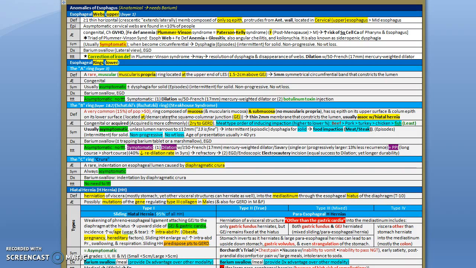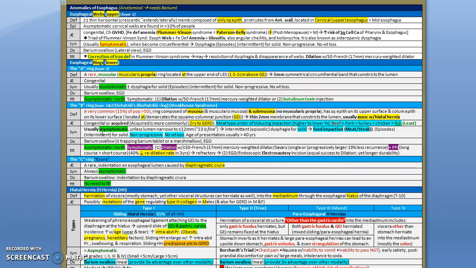The B ring or the Schatzki ring is composed of 2 layers, a mucosa and submucosa, usually located at the demarcation of the squamous-columnar junction. It's usually thin, and there is an association with hiatal hernia. The etiology, they're not sure if it's congenital or acquired, but it's also related to GERD most of the time. And remember that there is a variation with the food impaction that happens, being beef and pork the worst, and chicken and fish the least to give symptoms. Usually it's asymptomatic and non-progressive, and there is no weight loss. But again, it's related to meat and steak as symptoms.